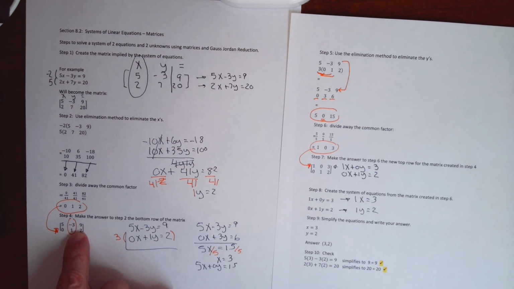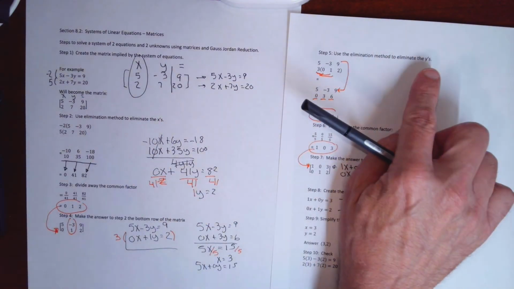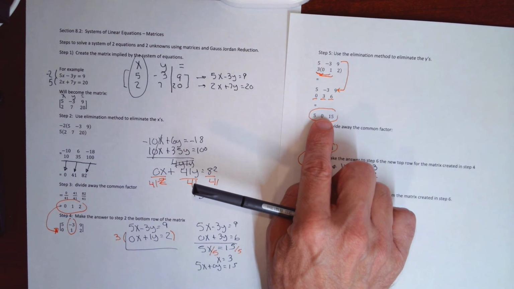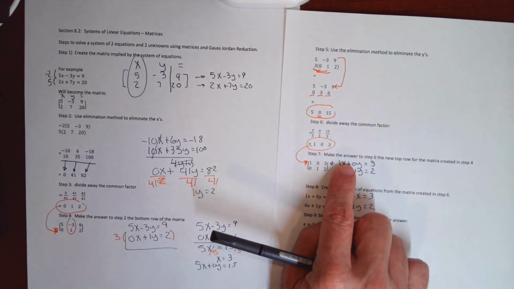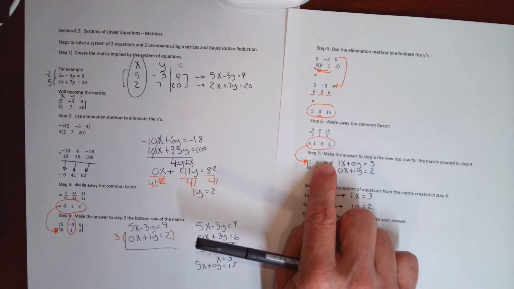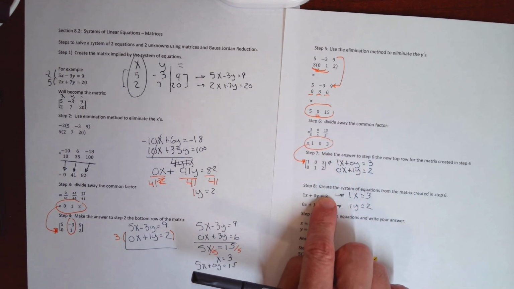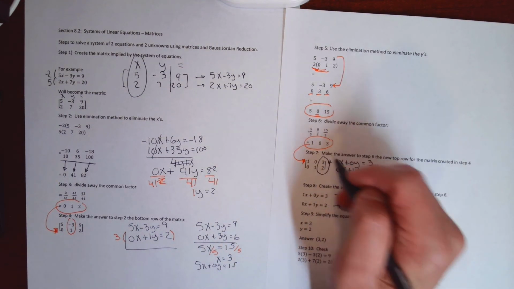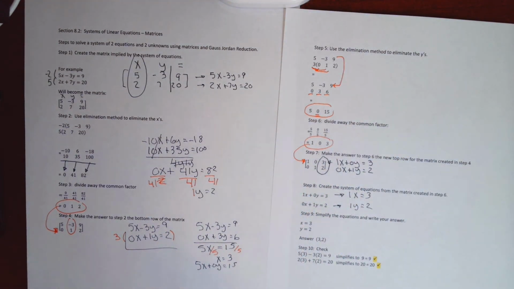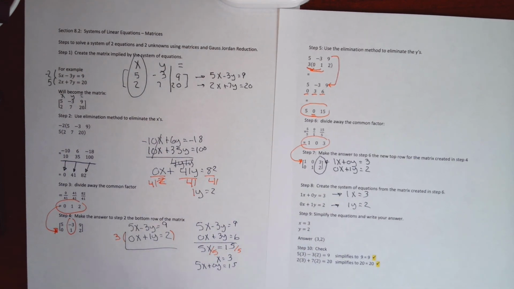From that new matrix, when we move on to step 5, eliminate the y's. Divide to get rid of the common factor. Make a new matrix with this as its top row. Create the equations and write your answers. But usually once I get to here, I can write my answers. I just pull the numbers off the far right column, and those are going to be the answers in order.